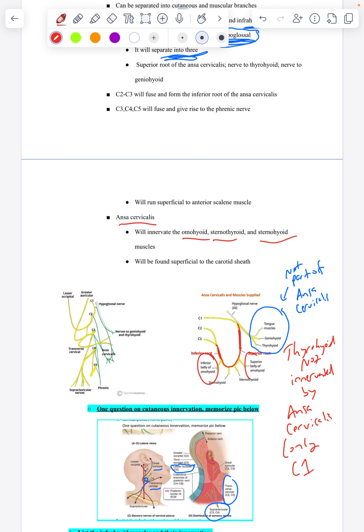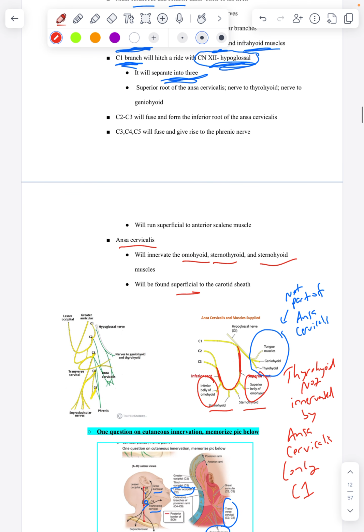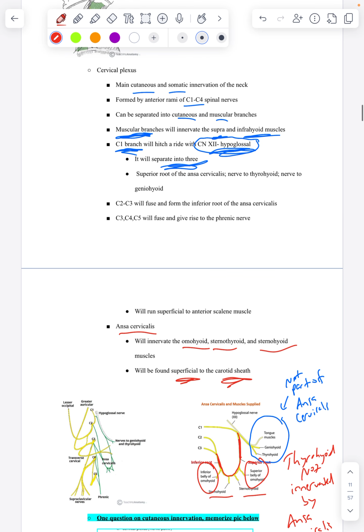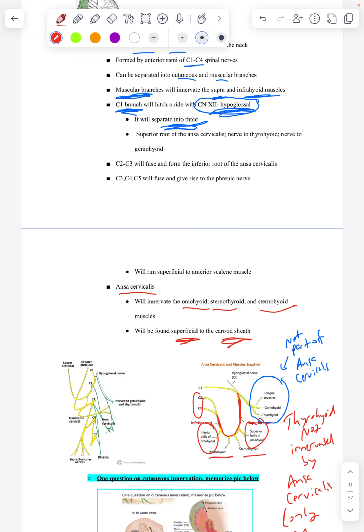This is just the inferior and superior belly of omohyoid. Then you have sternohyoid and sternothyroid. And it's superficial to the carotid sheath. We saw this already. So here you can see how C2 and C3 will fuse, and then they'll give you the inferior root.